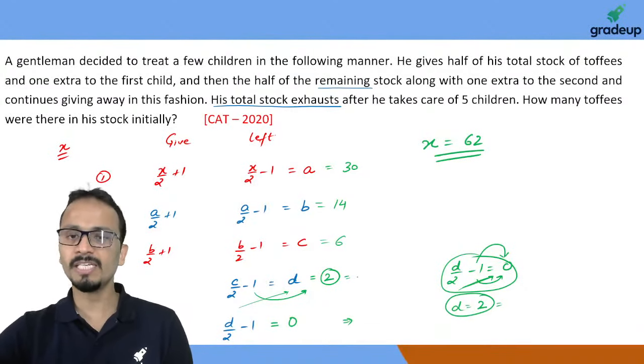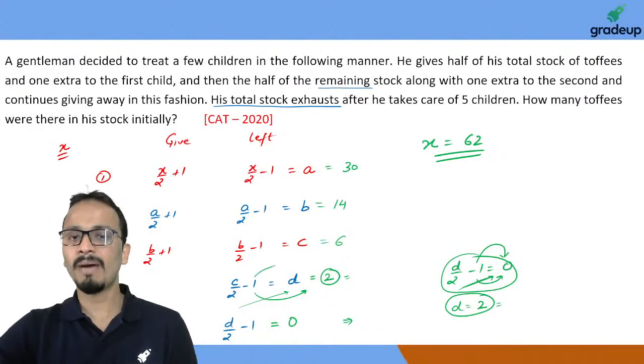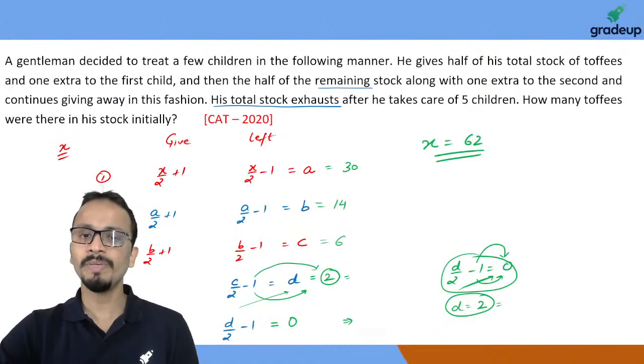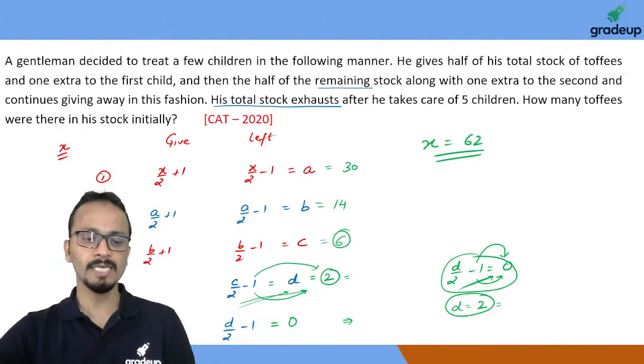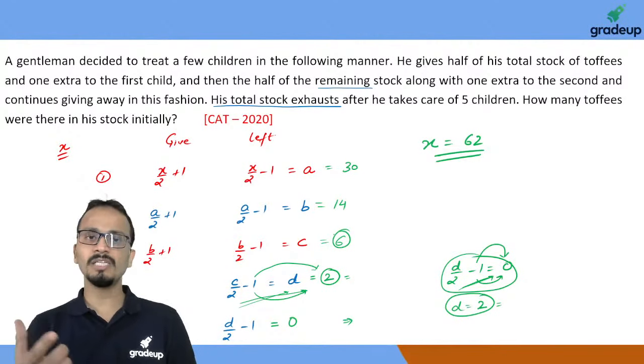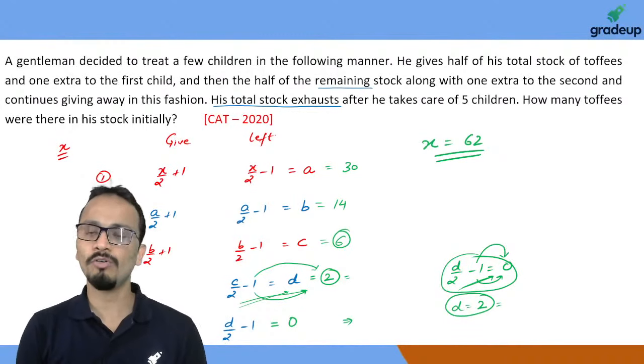Okay, now if d is equal to 2, now you keep on repeating the same thing again and again. Take minus 1 on the right hand side, so it will be 2 plus 1, that is 3, and then multiplied by 2. So 3 into 2 is 6. Keep repeating this step till you will get the final value of x.